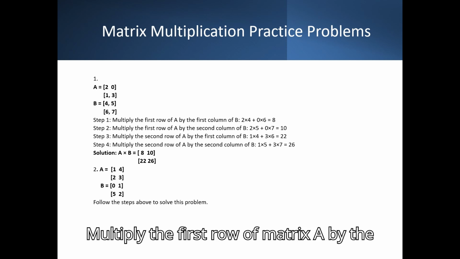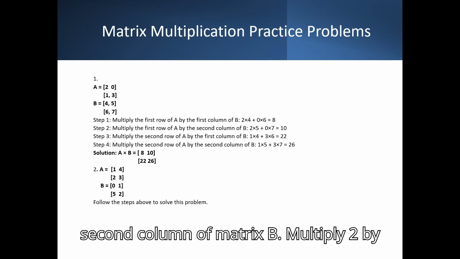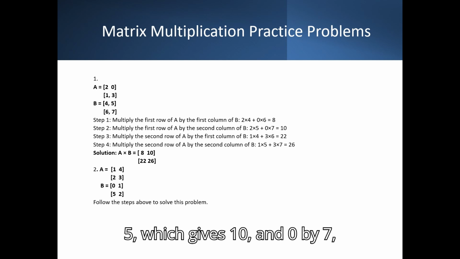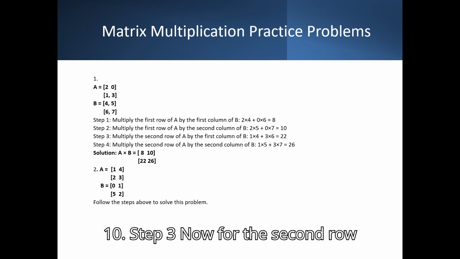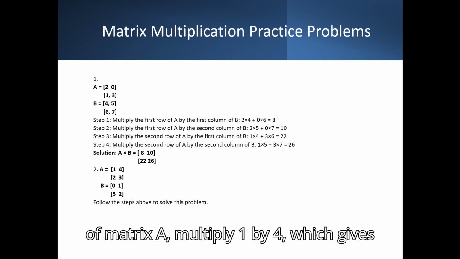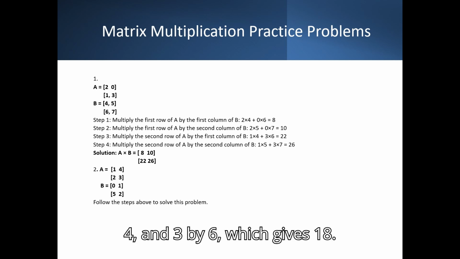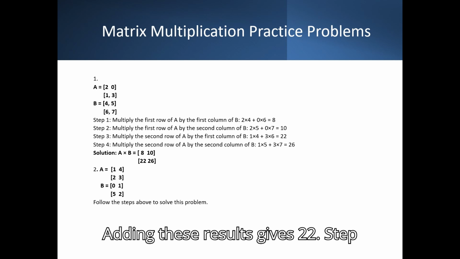Step 2, multiply the first row of matrix A by the second column of matrix B. Multiply 2 by 5, which gives 10, and 0 by 7, which gives 0. Adding these results gives 10. Step 3, now for the second row of matrix A. Multiply 1 by 4, which gives 4, and 3 by 6, which gives 18. Adding these results gives 22.